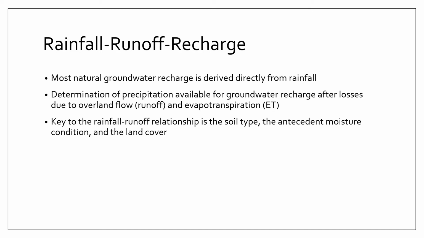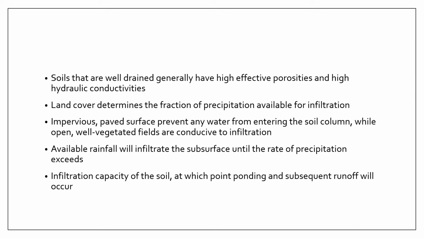Now for runoff, the key factors for understanding how much runoff we will have from a given precipitation are the soil type, and then the antecedent or the pre-existing soil moisture, and then also the land cover, like is it an urban area, is the watershed forested, and so on.